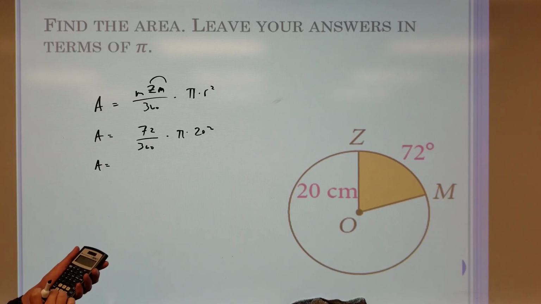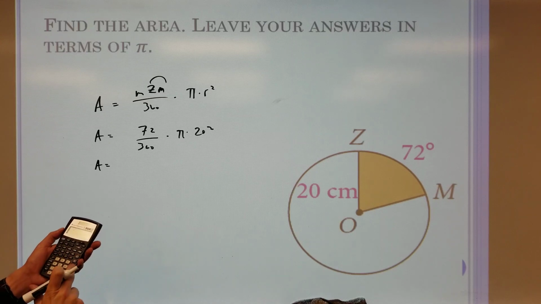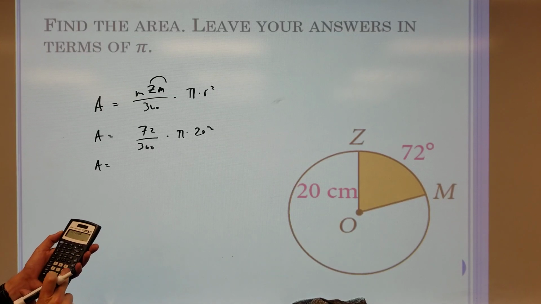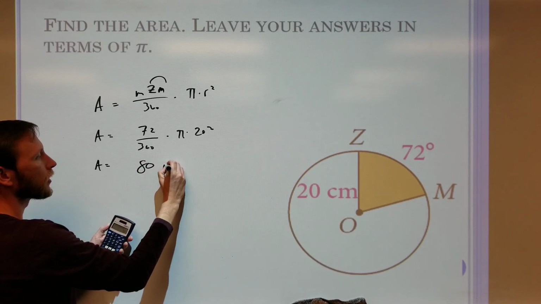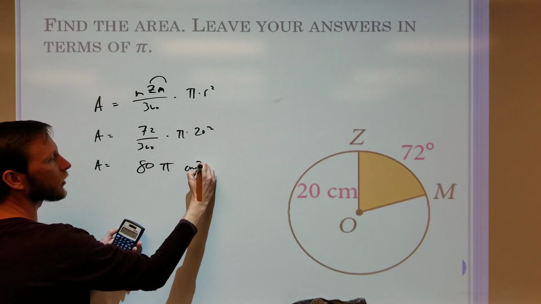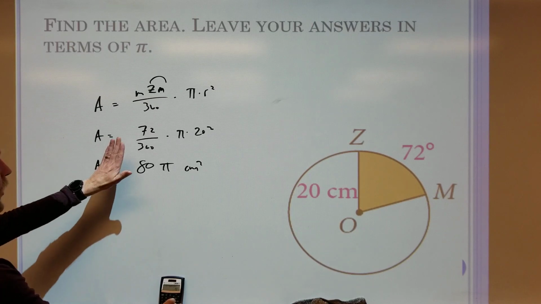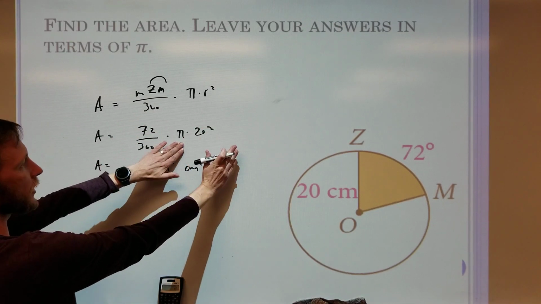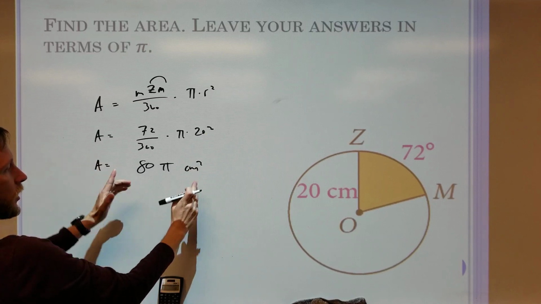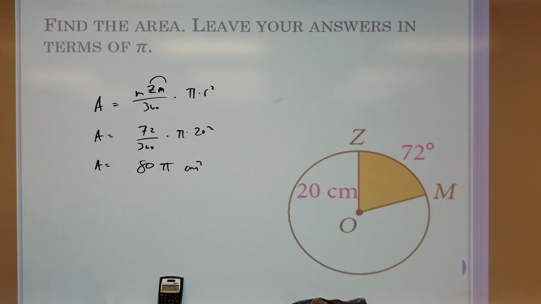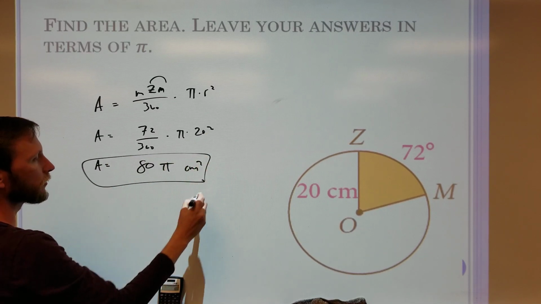All right, that is how we're going to do that. One fifth of 400, we should get about 80 here. Let's do 72 divided by 360 times 20 squared, and we get 80 pi square centimeters. When we work in terms of pi, we multiply everything except for the pi in the calculator. 72 divided by 360 times 20 gives us 80 pi square centimeters for the area of this sector.